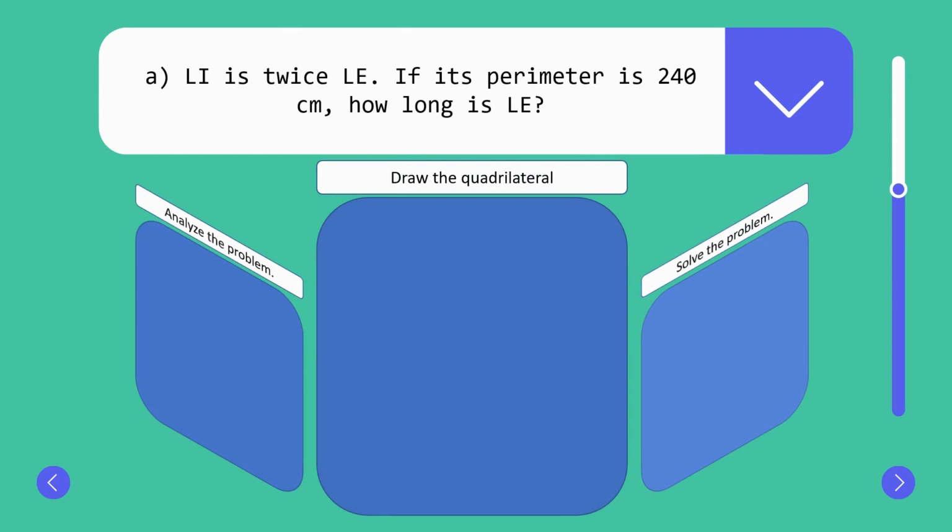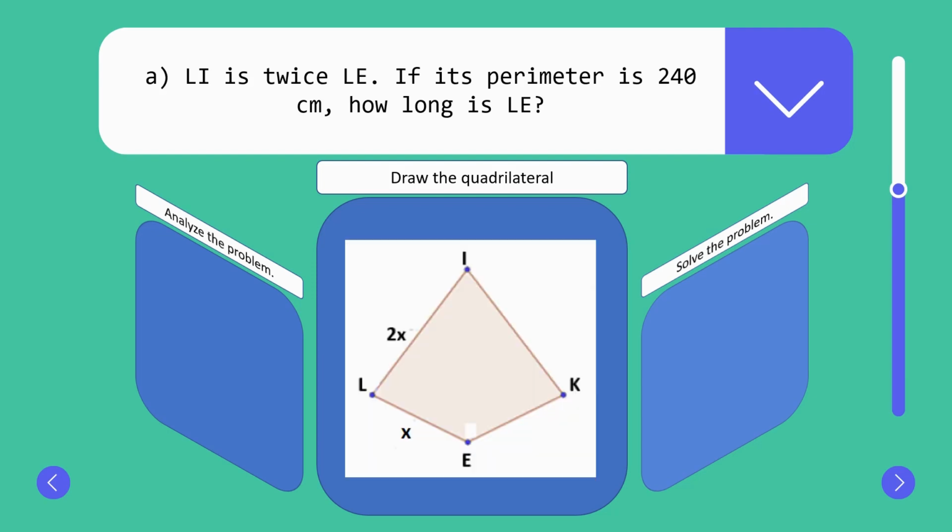In this problem, we have to illustrate a quadrilateral LIKE, which is a kite. Since LI is twice LE, we can say that the measure of line segment LI is 2x and the measure of line segment LE is x.